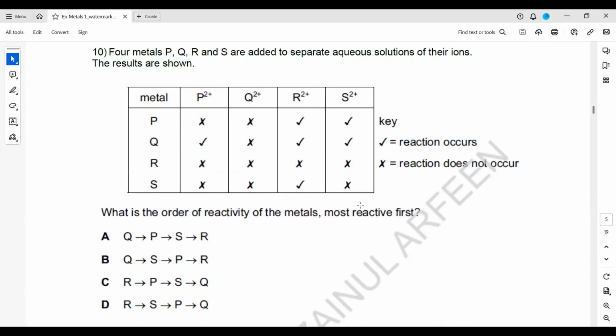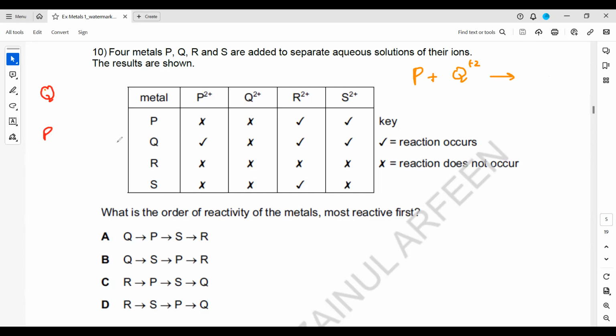Then we have again 4 metals and we have to set up the reactivity. Remember one thing, a more reactive metal has a greater tendency to form an ion or exist as an ion. First, the key: if it's a tick, it means the reaction happens. If it's a cross, it means the reaction does not happen. So P with Q, there is no reaction. So which is more reactive, P or Q? More reactive always has a greater tendency to exist as an ion. So it means Q is more reactive than P.